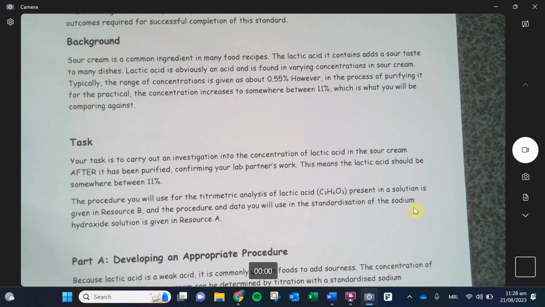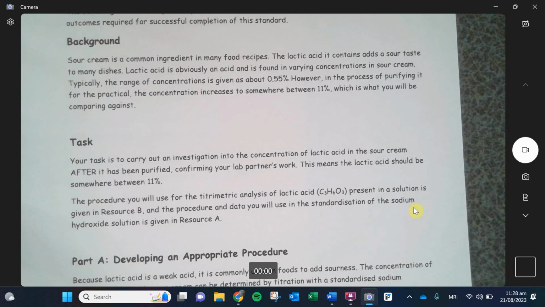We've done sour cream and buttermilk as our two, and then for the assessment, you were looking at vinegar. We're looking for the acidic components for all three of those items and trying to quantify how acidic it is.